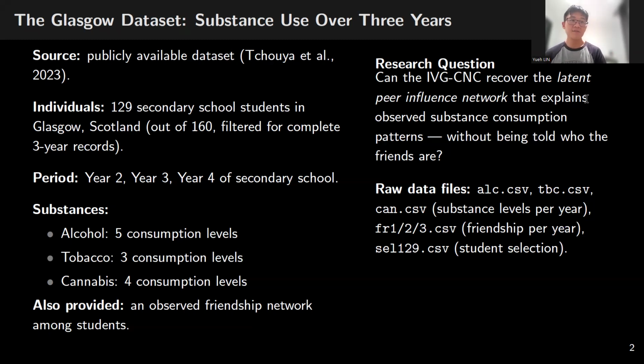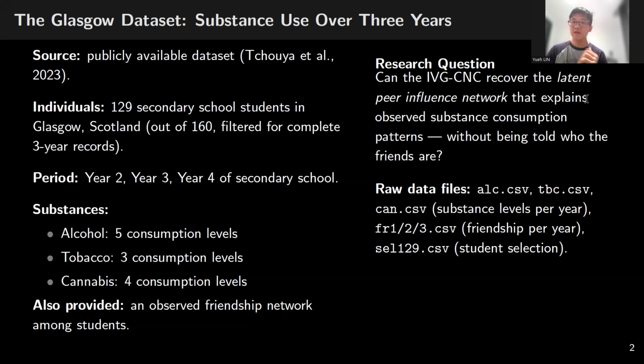So let's talk about the data set. This is coming from a publicly available data set of 129 secondary school students based in Glasgow, Scotland. Originally, there were 160 students, but due to some missing data, we only have 129 of them fully available. They are tracked for several years, and we got their level of consumption of three different substances, based on how frequent or how heavy they are on using them. Also, very interestingly, we have the friendship network of these students.